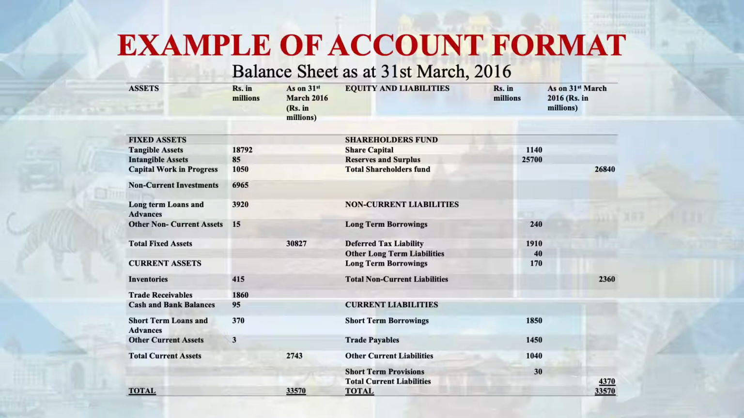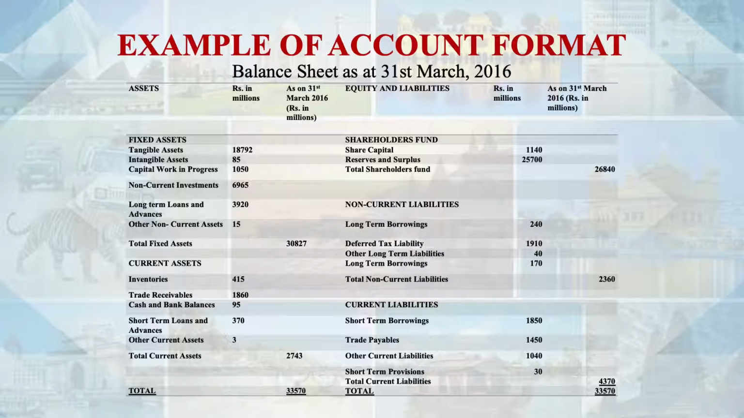This is an example of a presentation of a balance sheet of a company in an account format. So on one side we have the asset side, and on the other side we are showing the liabilities. We are showing on the asset side the fixed assets, and then we show the current assets. Then the total of your fixed plus current assets should be equal to the total of the shareholders' fund, that is the equity, plus all your long-term and short-term liabilities. So this is just an example of when we present the assets and liabilities in an account form.